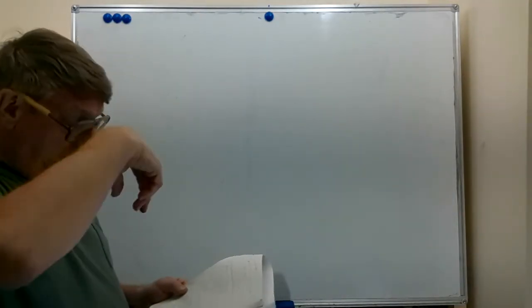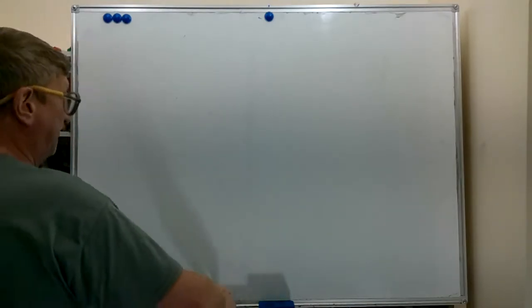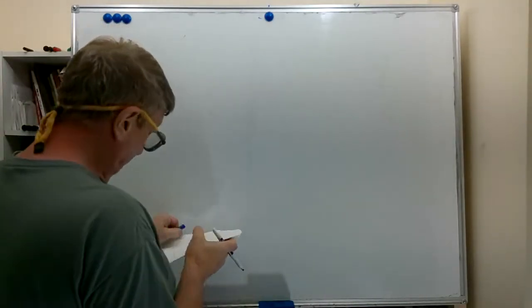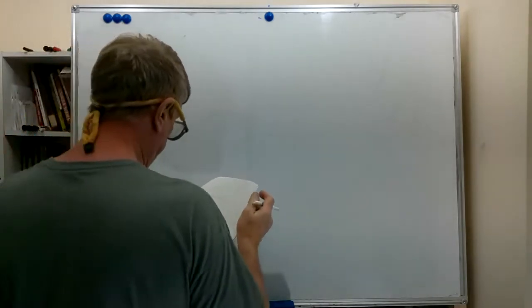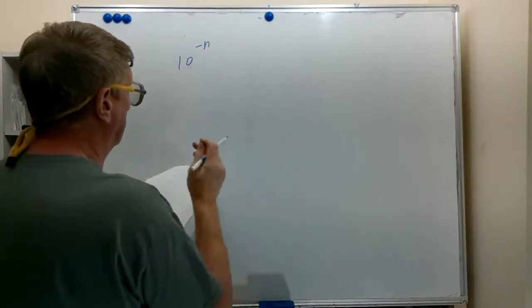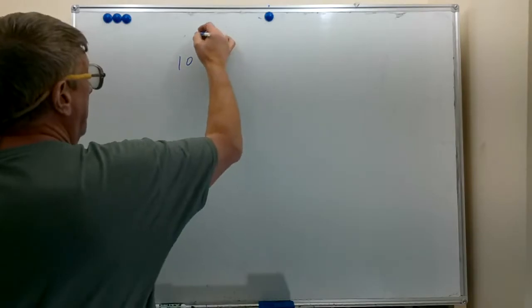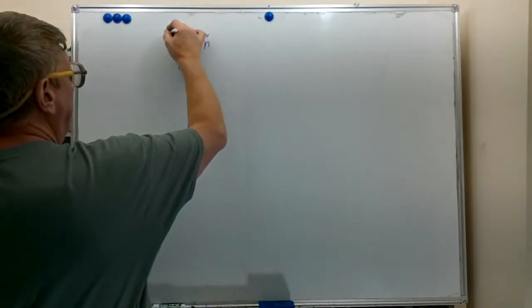Now, we already talked about this a little bit, but we're going to review it real quickly. Negative powers of 10. 10 to the negative any number in itself is a positive whole number.